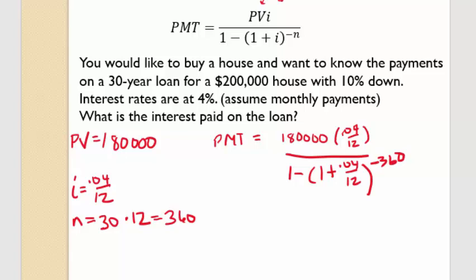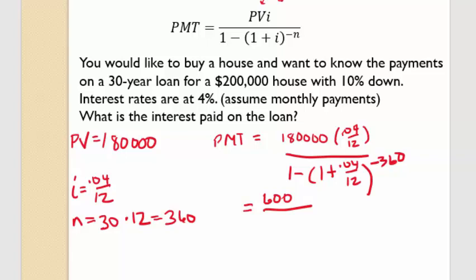So our strategy then is to find the top number, the numerator, to find the bottom number, denominator, and then divide the two. So the top number, you're going to put in your calculator 0.04 divided by 12, and then equals. And then multiply that times 180,000. So my top number is 600. Now the bottom number, using order of operations, means we have to go into the parentheses and calculate that first.